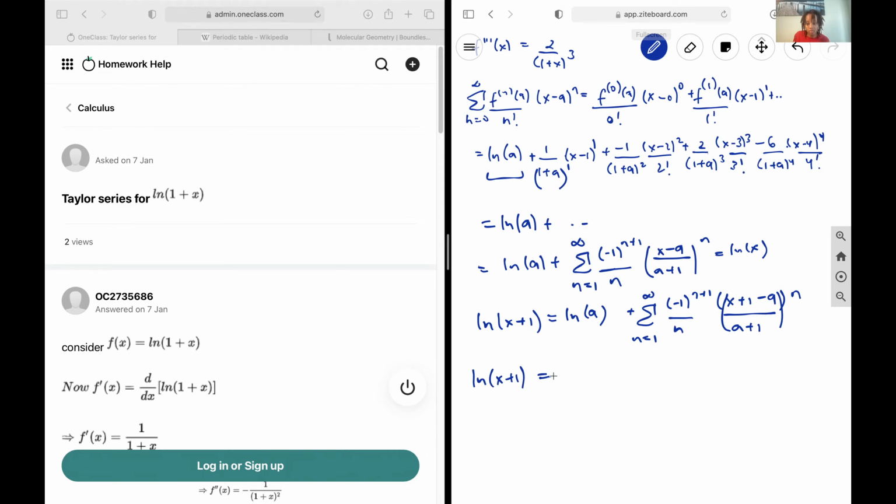which means that the ln of x plus 1 is going to be ln a plus the summation from n is equal to 1 to infinity. The -1 remains the same over n. X plus 1 minus a is just going to stay x plus 1 minus a because we can't simplify it further. In the scenario where you can, like if it's x plus x squared, then we can simplify that. But in this case, we can't. So we just leave it like that. And that's going to be your final answer.